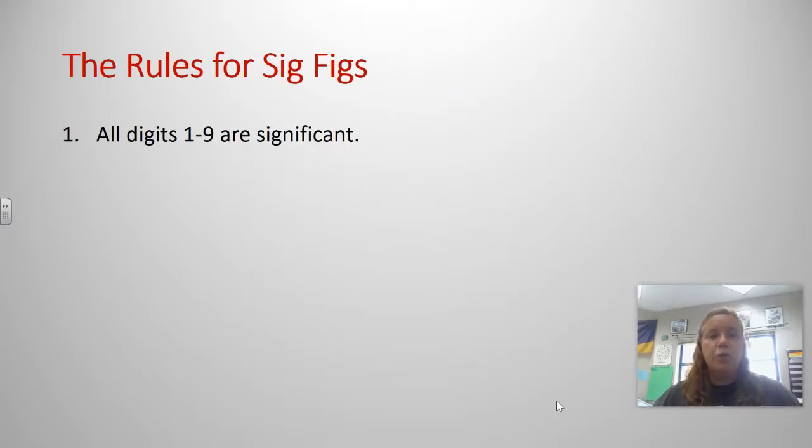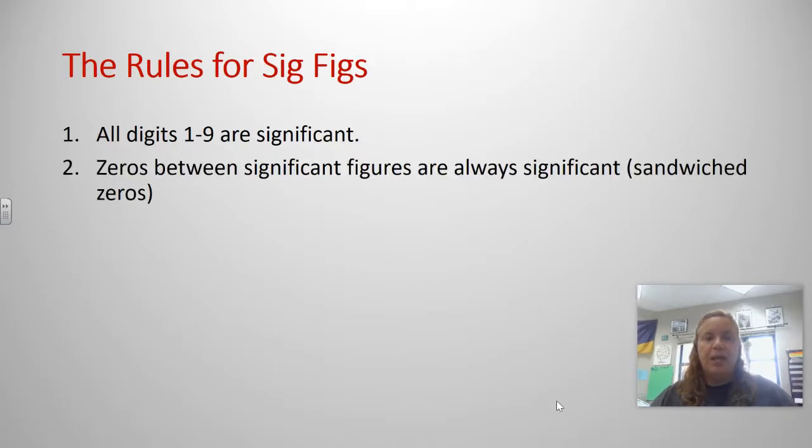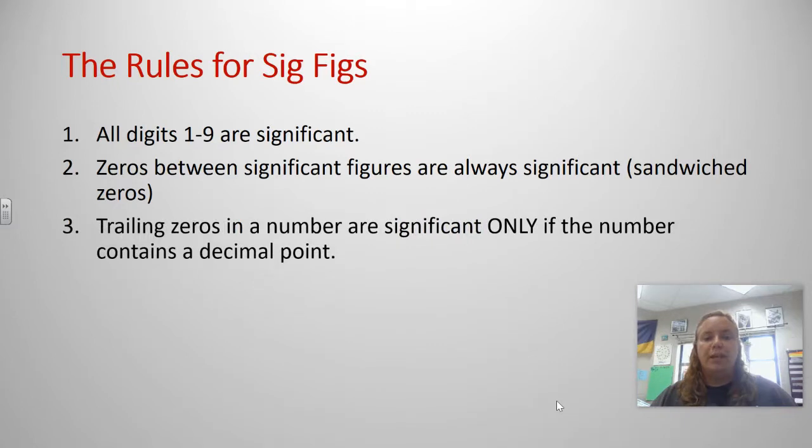First thing, the first rules of sig figs: all digits 1 through 9 are significant. That's the counting numbers. Zeros between significant figures, I call them sandwich zeros. They're always significant. Trailing zeros in a number are significant only if the number contains a decimal point.